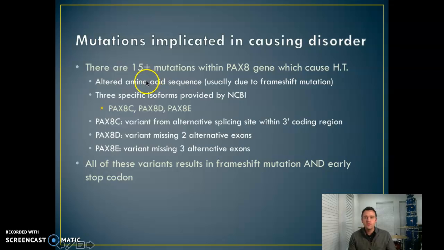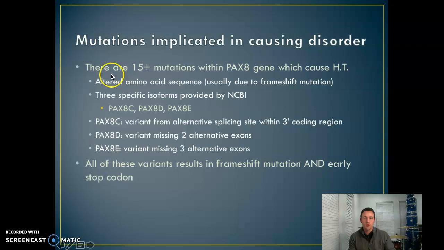So there are more than 15 known mutations associated with the PAX8 gene or protein in which hypothyroidism is associated. And these are usually due to a frameshift mutation, which is one nucleotide deleted or inserted that changes the shift of reading, or the frame of reading, for which the DNA is coded.